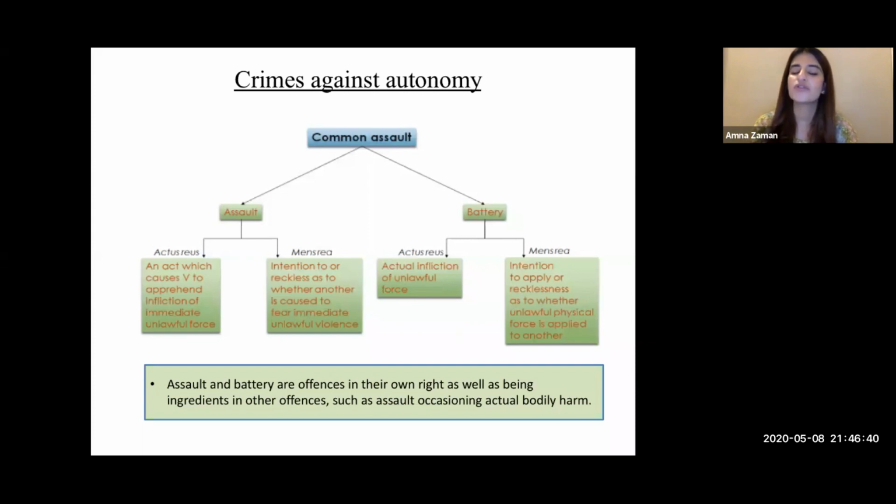However, they can also be ingredients in other offenses. For instance, the Section 47 offense that we just discussed. Section 47 requires assault occasioning actual bodily harm, which means that you will have to prove assault and actual bodily harm. So in Section 47, assault is an ingredient of the bigger offense. But assault and battery are offenses in their own right as well.